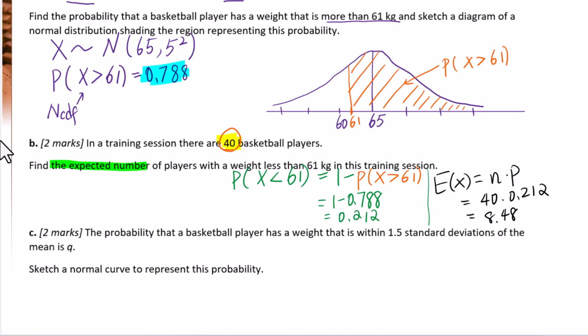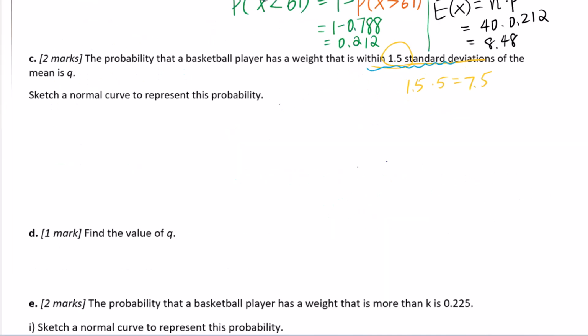C. The probability that a basketball player has a weight that is within 1.5 standard deviation of the mean is Q. Sketch a normal distribution to represent this probability. 1.5 standard deviation equals 7.5. 65 plus 7.5 equals 72.5. 65 minus 7.5 equals 57.5. Let's sketch this graph.